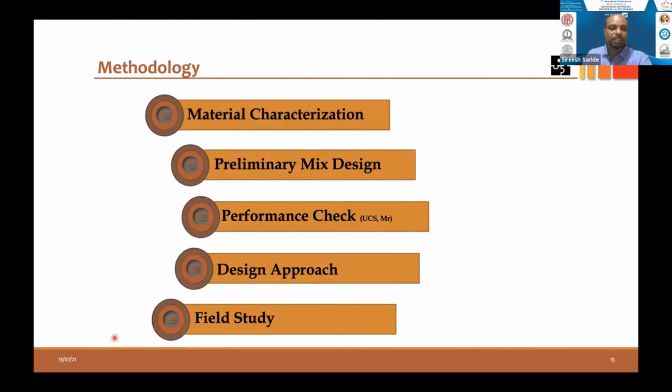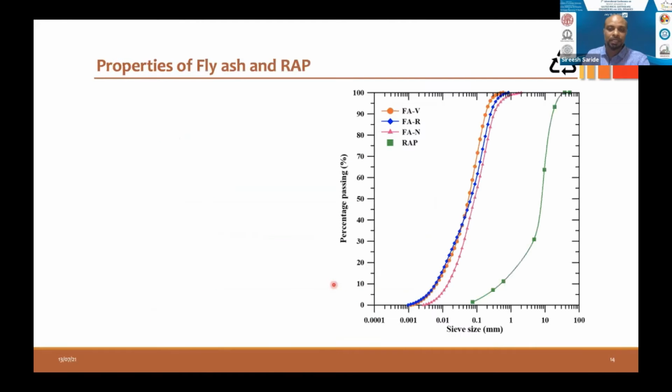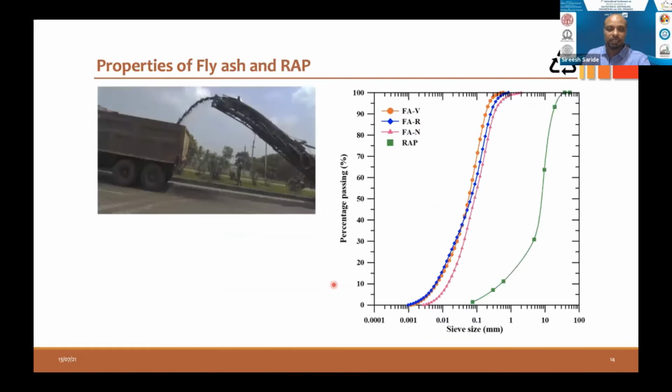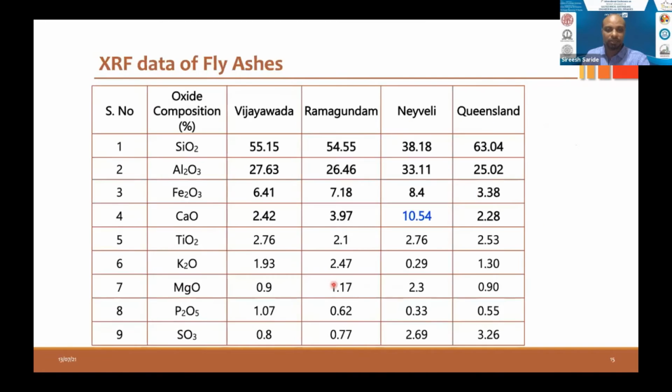Basically, we have collected material, and then preliminary design was conducted. Performance checks were done. Then once the material is behaving perfectly fine for the limitations that we have, a design approach was proposed, and a field study was also conducted. So these are material properties. Because of shortage of time, I'm running through these. And X-ray fluorescence data was collected. Tests were conducted on different fly ashes.